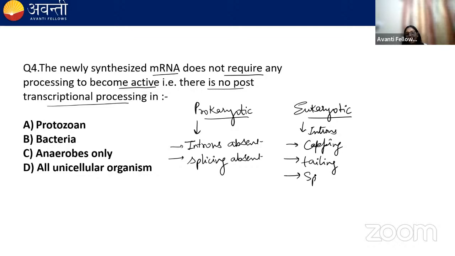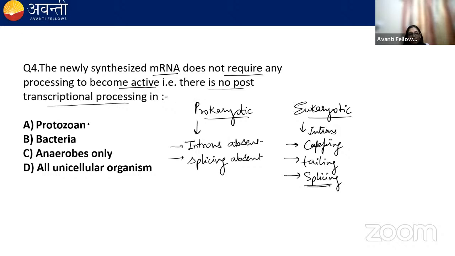The third one is splicing. As I told you, eukaryotes are complex, they have both coding and non-coding DNA. So the removal of introns from the mRNA is the splicing mechanism. So splicing is present in eukaryotes. That means eukaryotes show post-transcriptional processing events. But in prokaryotes, there's no post-transcriptional processing event.